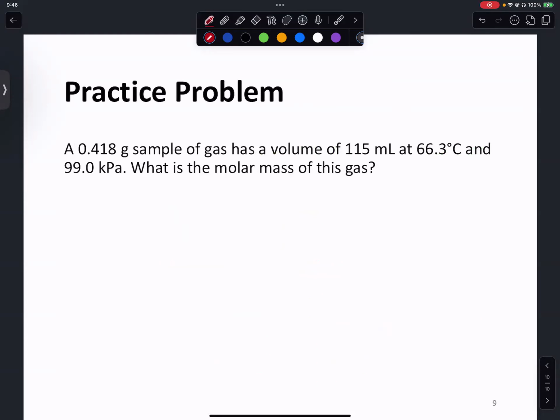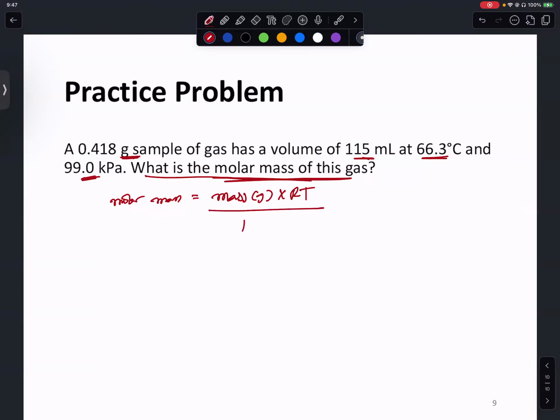Now let's look at another example. It wants you to determine the molar mass of the gas. So again, same idea. We can say molar mass, because the question asks for molar mass. So you have a 0.1418 gram sample that has a volume of 150 milliliters at 66.3 degrees Celsius and 99.0 kilopascals. What is the molar mass? So molar mass equals mass, which is in grams, times RT over PV.